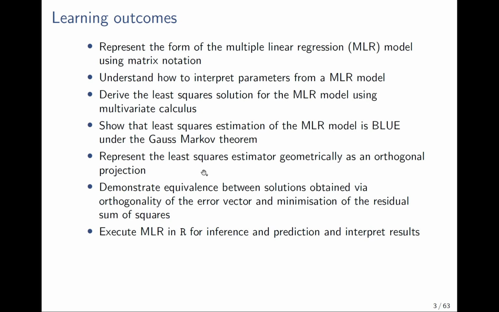As I said, we will look at a representation of the least squares estimator geometrically as an orthogonal projection, and I want you to be able to represent this concept graphically and using matrix algebra. I want you to be able to demonstrate equivalence between solutions obtained via the geometric interpretation, that is orthogonality of the error vector, and via minimization of the residual sum of squares, that is using multivariate calculus in the way that we did last week and in the way that we'll do in just a minute for the multiple linear regression model.